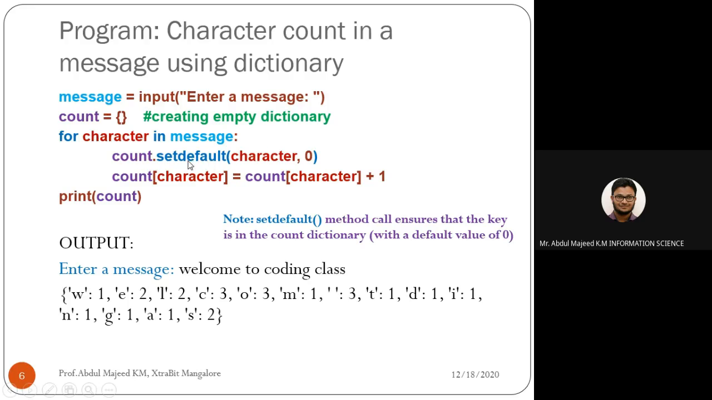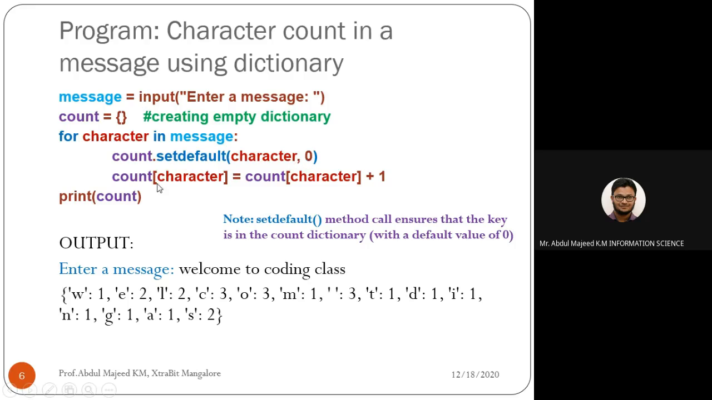Count dot setdefault. So we are using the setdefault function along with the dictionary. Count is nothing but a dictionary. Setdefault is a function associated with the dictionary. This function will add the new character to the existing dictionary. If the character is not present in the dictionary, then it will insert the new character with the default value 0.